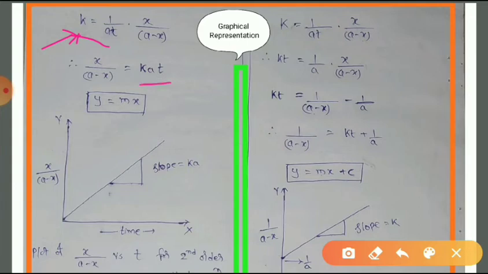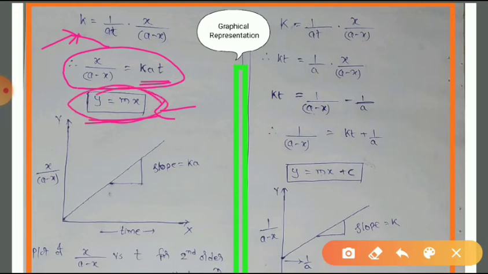After modification of this equation, if you see closely, this equation resembles y equal to mx. Here y is nothing but x upon a minus x, x is t, and the value of m is k a. Now this equation is nothing but the equation of a straight line passing through the origin.